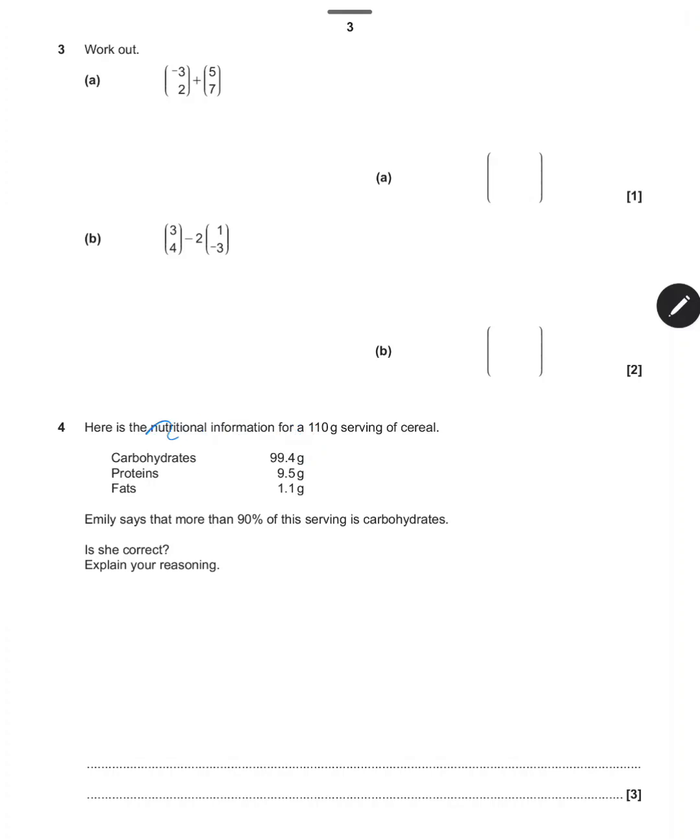Question 4, we've got some nutritional information about 110 grams of cereal. This is the information. And we've got someone saying more than 90% is carbohydrates. So we want to really know what 90% of 110 is. That's what we're looking for. So 90% of 110.